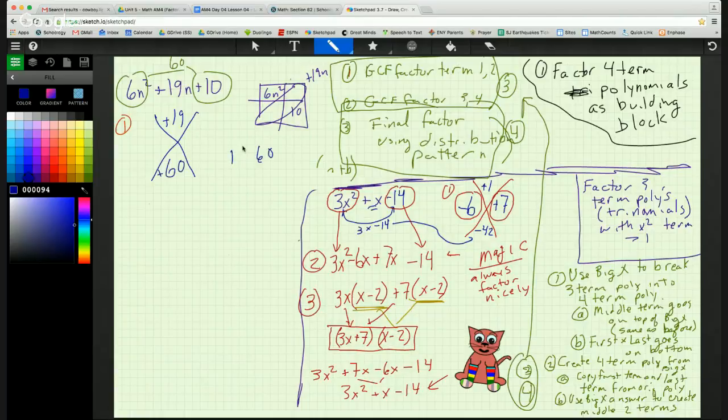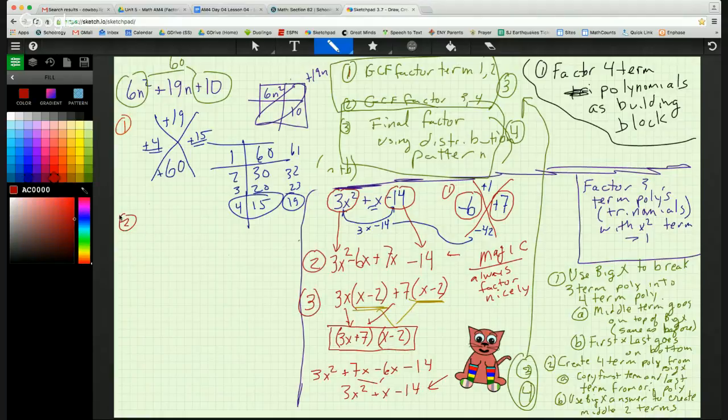Well, that doesn't add to 19. Let's see. 2 and 30. No. 3 and 20. No. I'm getting closer though, because this was 61. This was 32. This was 23. Let's see. 4 and 15. Ah, that adds to 19. There's my answer. 4 and 15. So positive 4 and positive 15. Those are my answers. So I've done step 1.